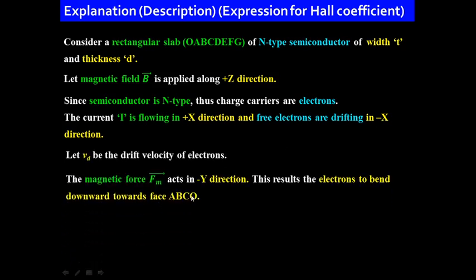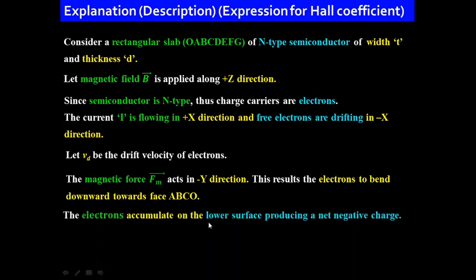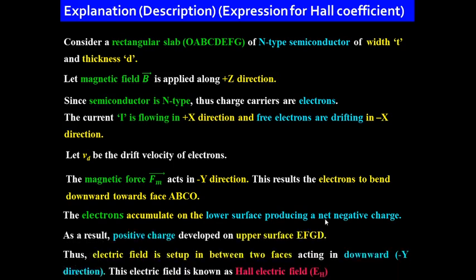And we know that the magnetic force acts in the negative y direction. It causes electrons to bend downwards towards face ABCO, giving a net negative charge. Electrons accumulate on the lower surface, producing a net negative charge, and as a result positive charge develops on the upper surface, EFGD, as we see in the diagram.